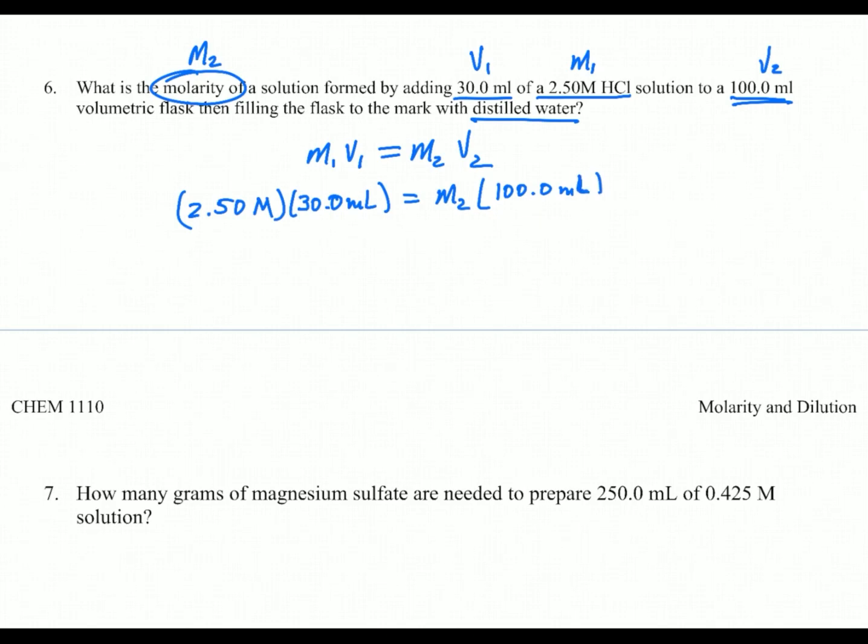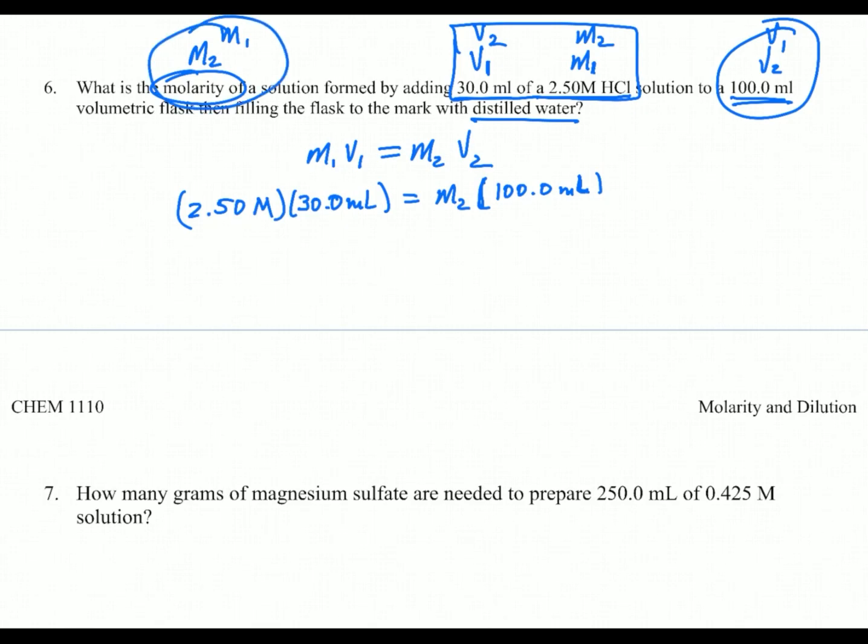Now, often people are like, how do I know that the 30 and the 2.5 were 1s, whereas the 100 ml was a 2? You could have called this V sub 2 and M sub 2 and called this V sub 1 and that M sub 1, and your math is going to be exactly the same. What has to be consistent is that you know these go together, and that this one and this one go together. As long as you have them on the same side and matched properly, you will be fine.